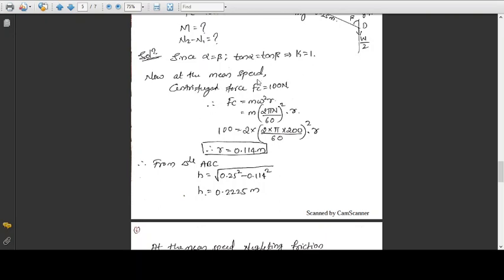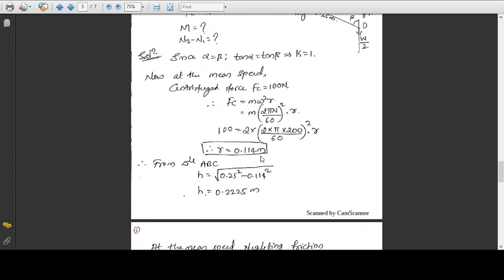Now at the mean speed, centrifugal force Fc is 100 Newton. It is given, okay, and we know that Fc is given by m into omega square into r, where this omega you can substitute as 2 pi n by 60. So here Fc is known, m he has given, n he has given, the only unknown is going to be r. So simplify the equation to get the value of r. After simplification you will get r as 0.114 meter.